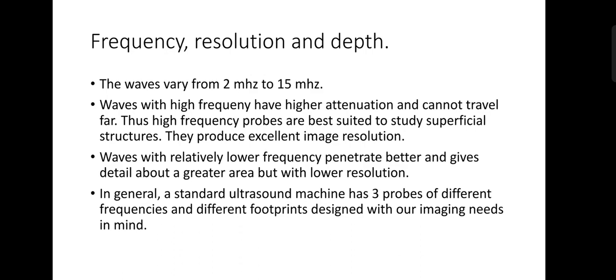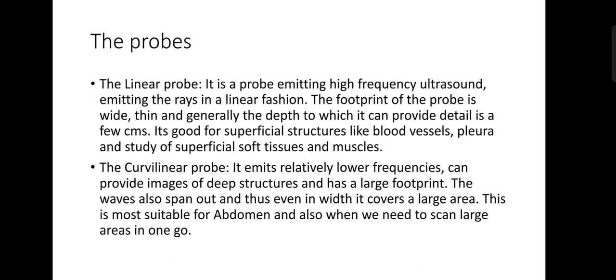In general, a standard ultrasound machine has 3 probes of different frequencies and different footprints designed with our imaging needs in mind. One is a linear probe. It's a probe emitting high frequency ultrasound, and they emit the rays in a linear fashion. The footprint of the probe is wide, thin, and generally the depth to which it can provide detail is a few centimeters.